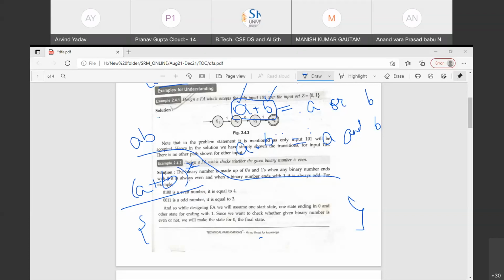Ikjot Singh, can you please unmute and let me know what you understood by A plus B whole star? Are you here, Ikjot? Khushi Sinha. Yes, ma'am. What do you understand by A plus B whole star?